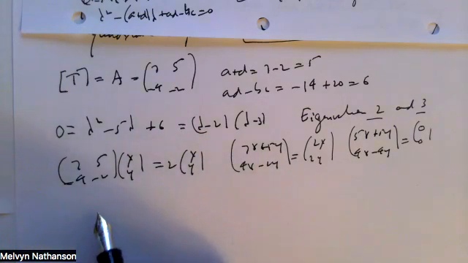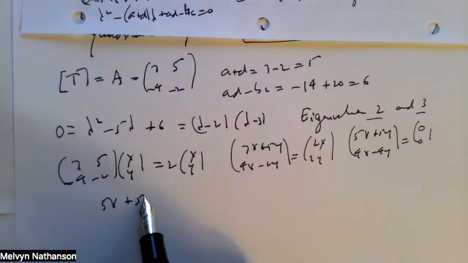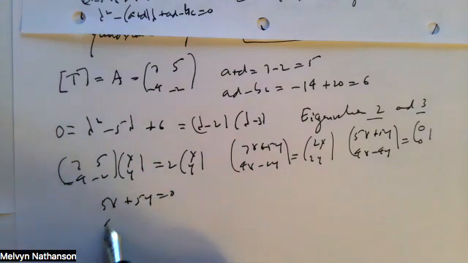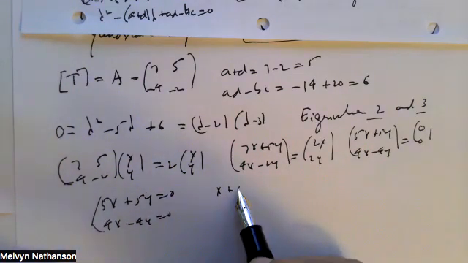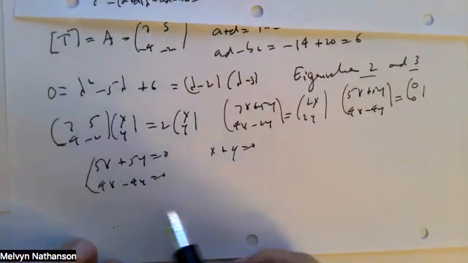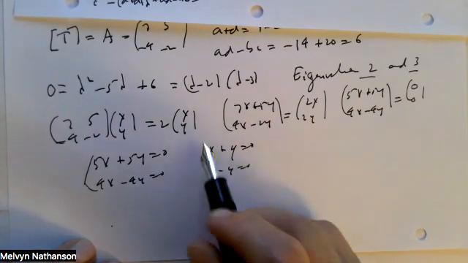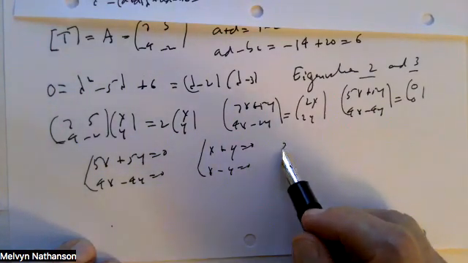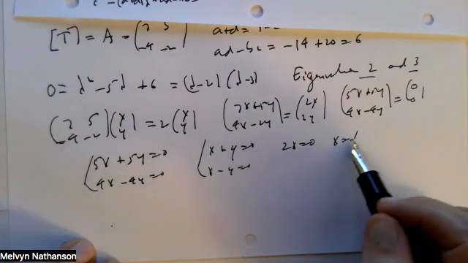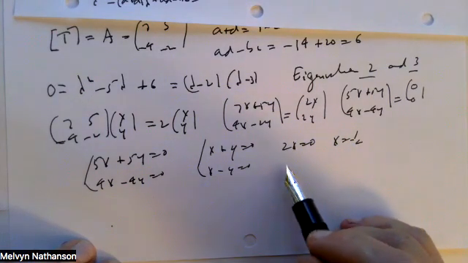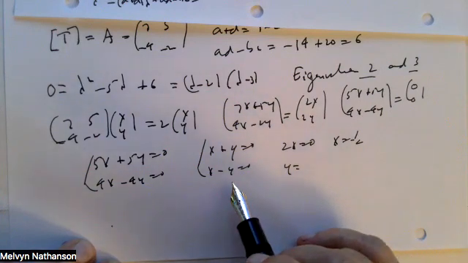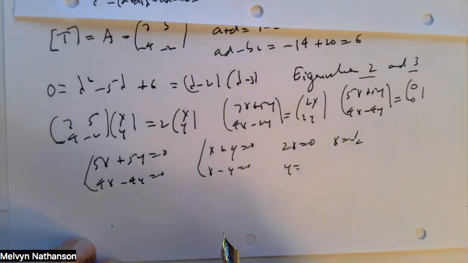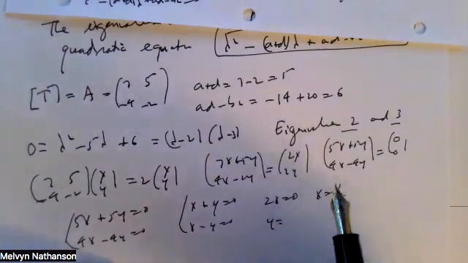So we want to solve 5x plus 5y equals 0, and minus 4x minus 4y equals 0. The first equation is the same as x plus y equals 0. The second equation is the same as x plus y equals 0 as well. If I add the equations, I get 2x equals 0, so x equals a half. Sorry, that's not right. Something's wrong here. Let me just double check.